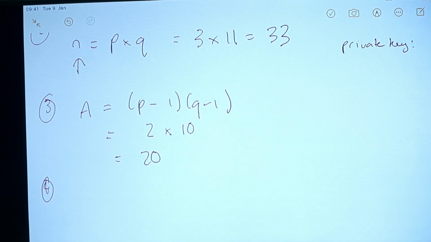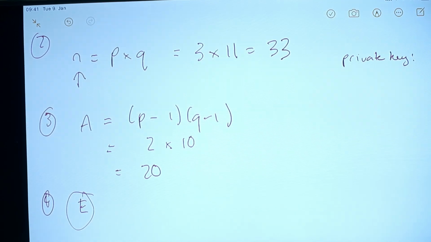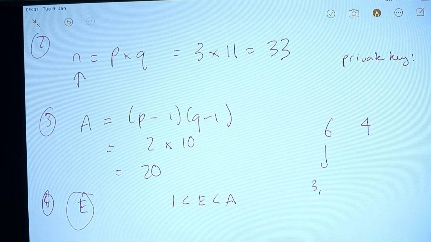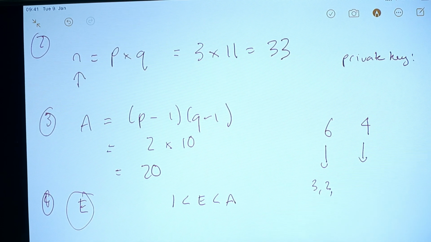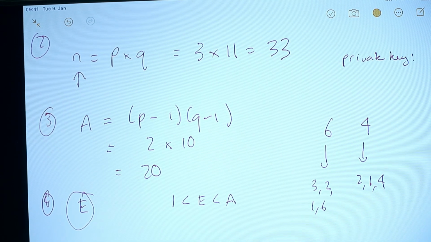But what happens is we have to choose this number e, which is important because that's part of your public key. So e is a number that is greater than 1, but less than number a, that when you look at a, e and a share no common factors. So what I mean by that is if you have the number 6 and 4, the factors of 6 are like 3 and 2, or like 1 and 6. Factors of 4 are 2 and 1 and 4.